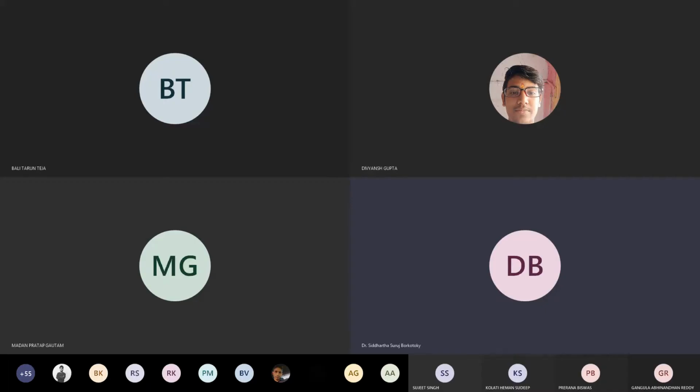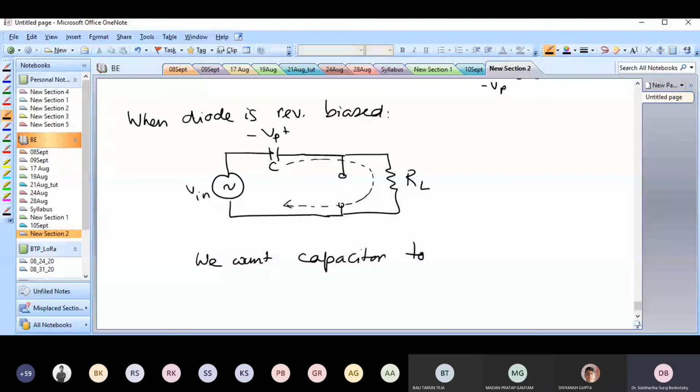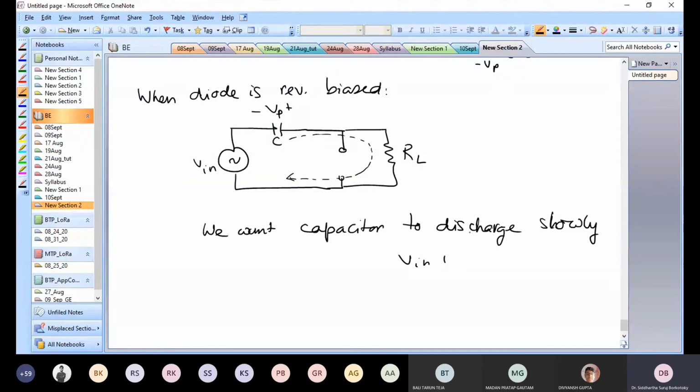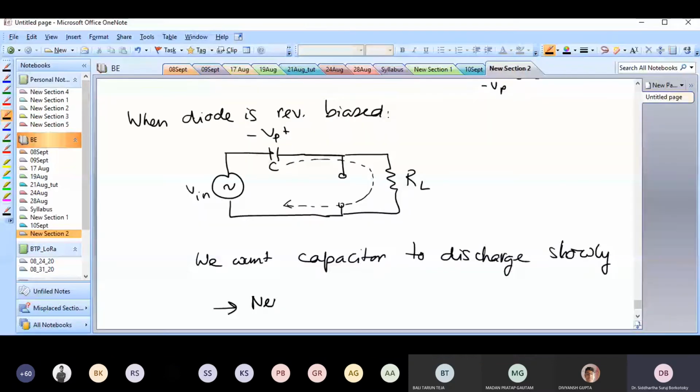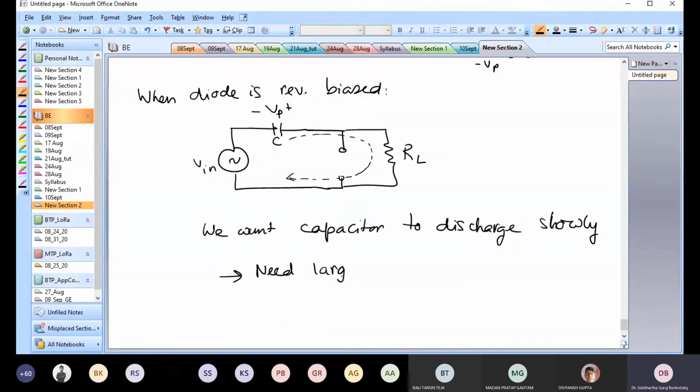We want the capacitor to discharge slowly. Then only we can say that V in plus Vp is Vp, or Vf. So in order to make sure that it's holding on to that Vp voltage for a long time, they need a long, or maybe large, time constant.